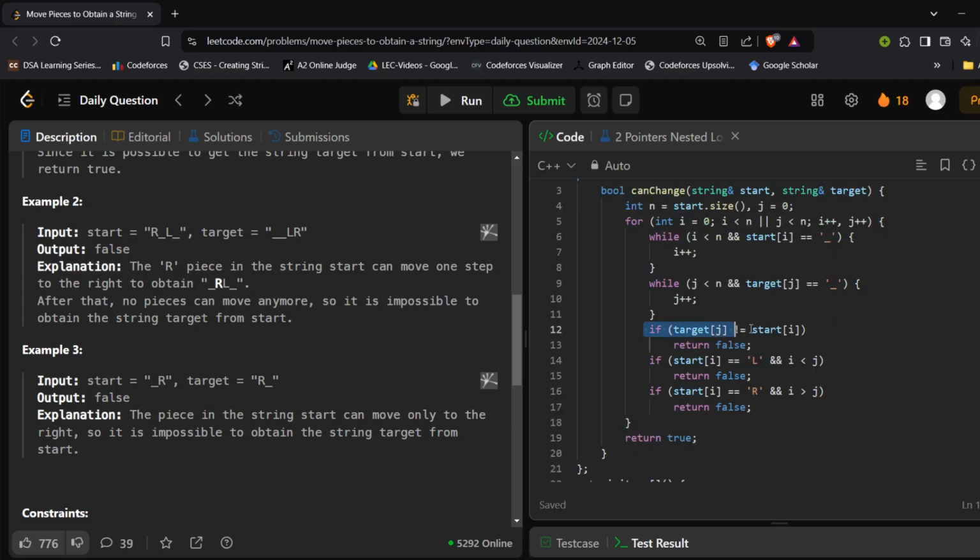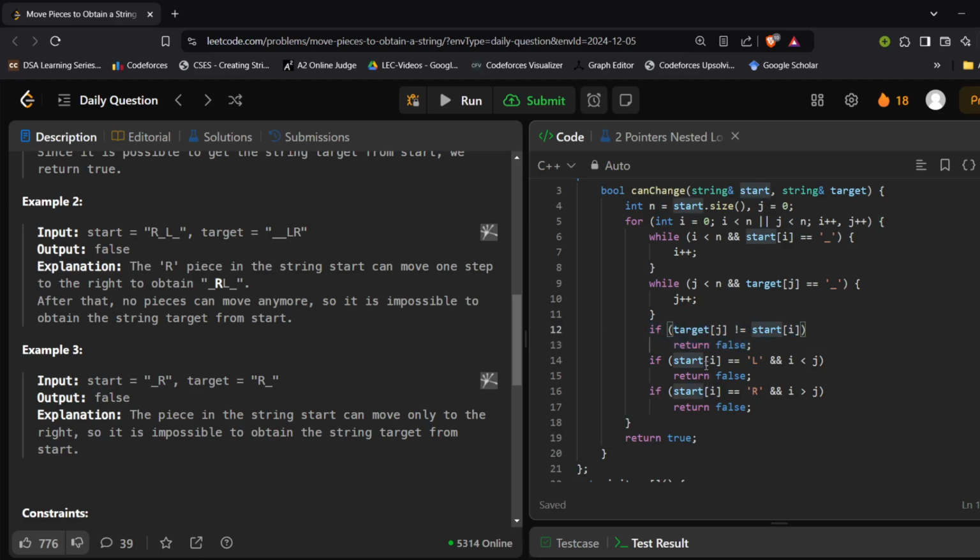Then after that, I'm checking whether my target of j is matching start of i or not. They should be the same. If that's not the case, if one is R and another one is L, we will simply return false, because there are two possible things that can happen: the count of R and L in target and start can be different, or the order of R and L can be different. Both cases are covered by this condition.